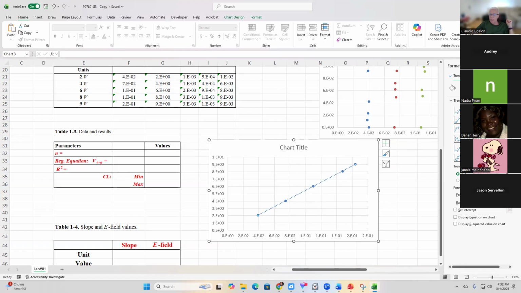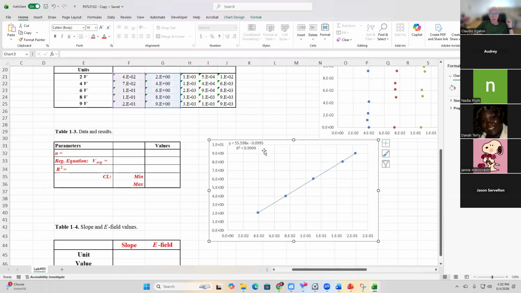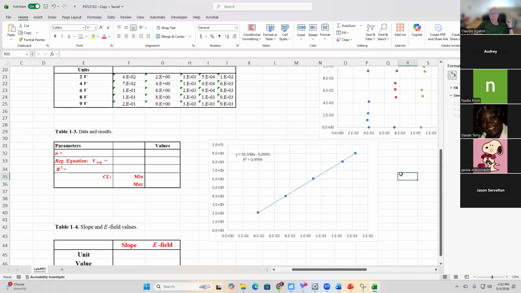When you right click and add trend line, this pane shows up here on the right side, okay? And what are you going to do? You're going to display the equation on chart. You're going to display R-square value on chart. R-square value is a very important statistic parameter, okay? It tells you how close this straight line, this regression equation, is to your data points.